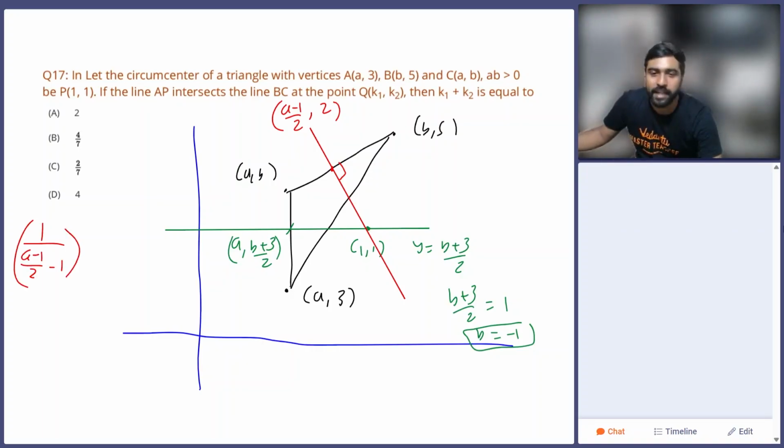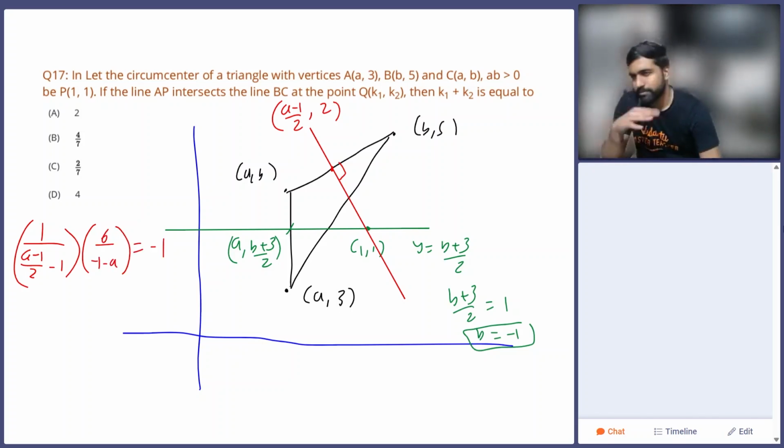This multiplied by, what do we have over here? 5 minus b, that is 6, divided by b minus a, that is minus 1 minus a. This product should be equal to minus 1, as there are two perpendicular lines over here. So from here, now what are we finally left off with? So this is nothing but a minus 3 by 2.